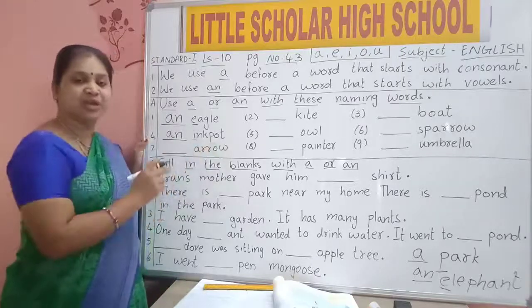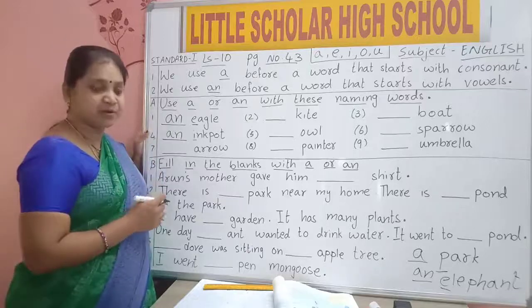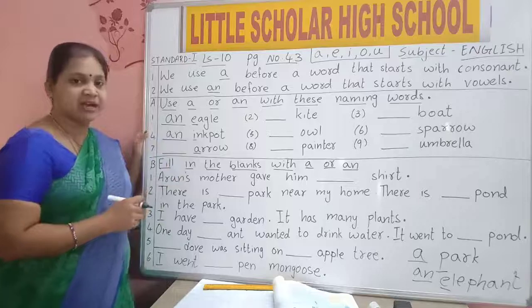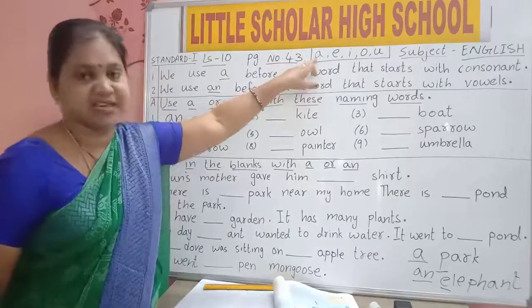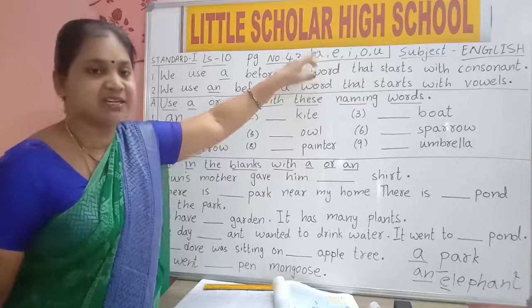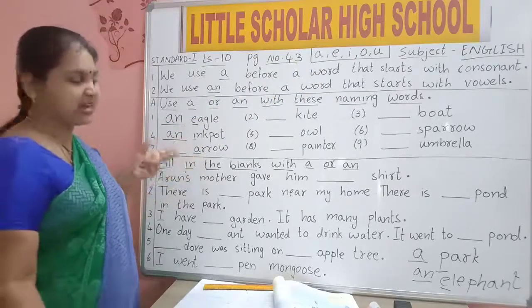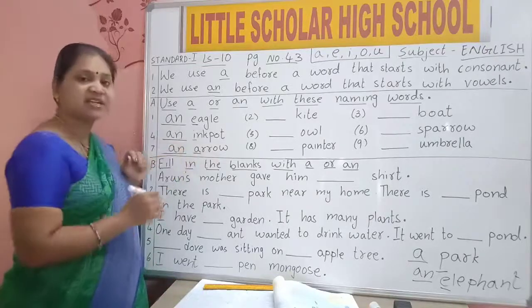A-R-R-O-W, arrow. What is the first letter of arrow? A. Now, see in vowels you have A. Yes, it is a vowel letter. So, in front of vowel letter, what we should write? An. In front of vowels, you write an.